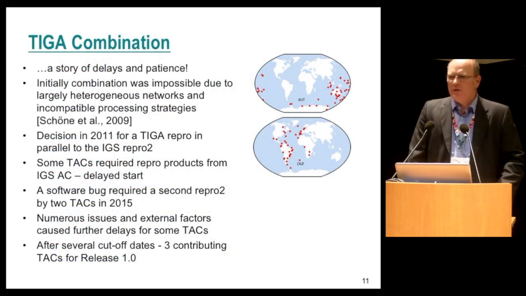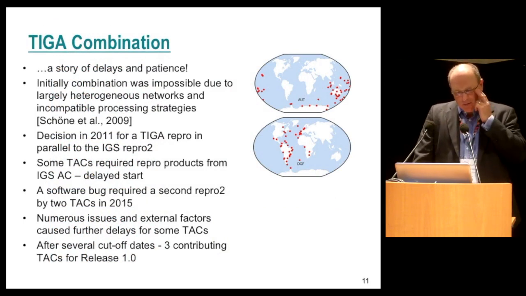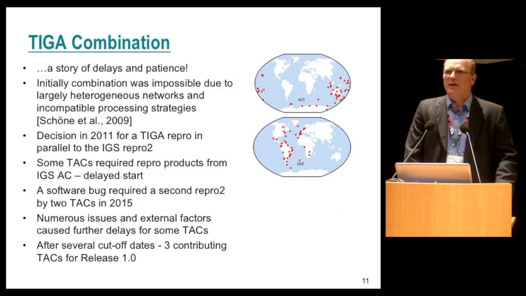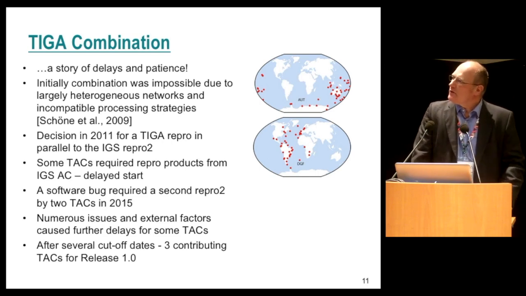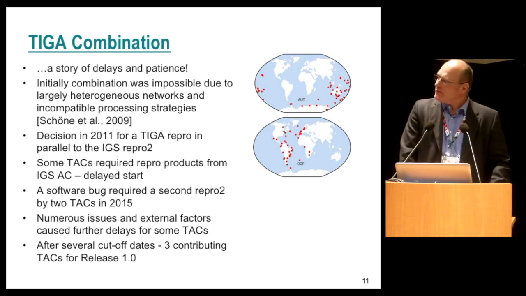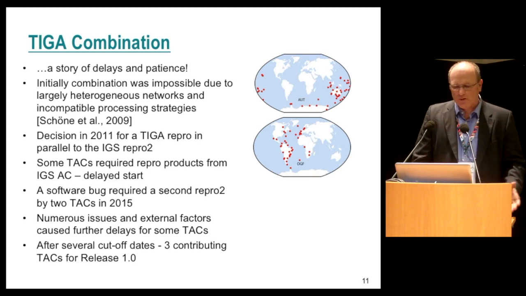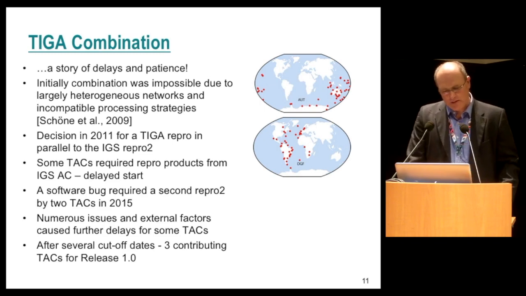When I talk about the Tiger combination, for me, it's a little bit of a story of delays and patience. I've indicated it's been going on for a long time, and there's a lot of pressure that this is finally released. After initially, in 2009, it was recognized that there was not going to be a combination of these. It made no sense really to make a combination for the Tiger analysis, because if you look at the right-hand side, the networks were completely heterogeneous. There was partly no overlap. There was no way of combining that.